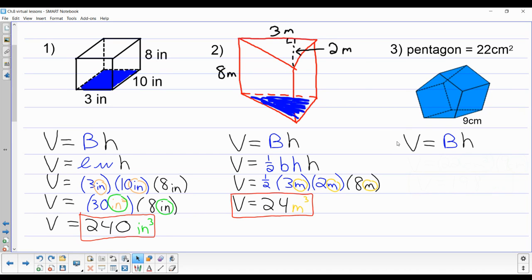So step 1, we wrote the formula. Step 2, plug in. Volume is equal, well, the area of the base is 22 centimeters squared, and the height of the prism, again, is a distance between the bases. So even though the 9 is not how tall this shape is right now, it's still considered the height because it is the distance between the bases, 9 centimeters. And third, we solve using the order of operations. Volume is equal to 22 times 9 is 198 centimeters squared times centimeters means there are 3 of them, and we get centimeters cubed.